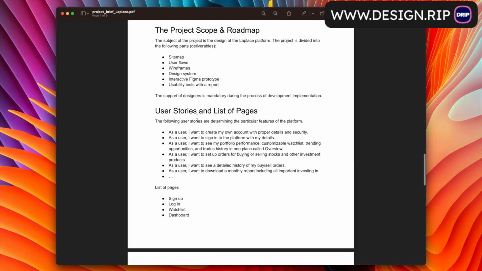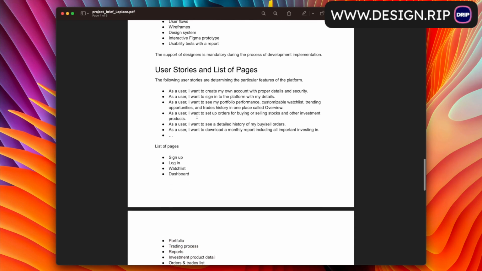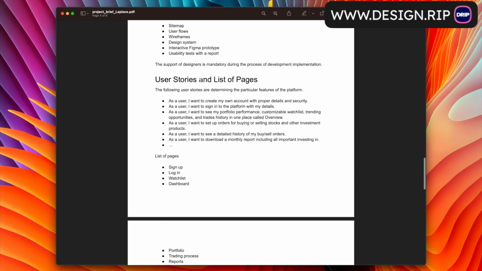Another very important part is the part called platform features and user stories. In the document we can see 6 examples of user stories, so it's not complete for the whole platform, but in the case of our course we will not create every screen because that might be really time consuming, so we will create just a few of them and you can then practice and continue with other screens by yourself. So the following user stories are determining the particular features of the platform.